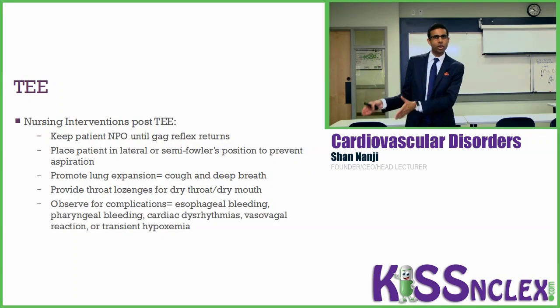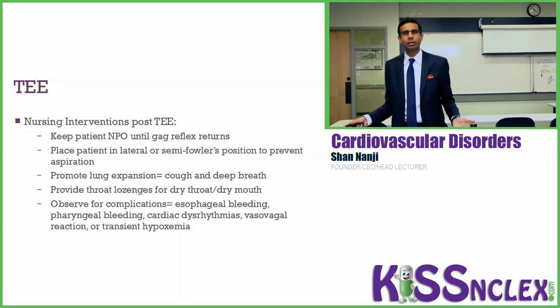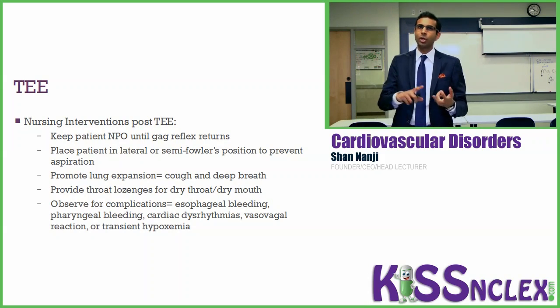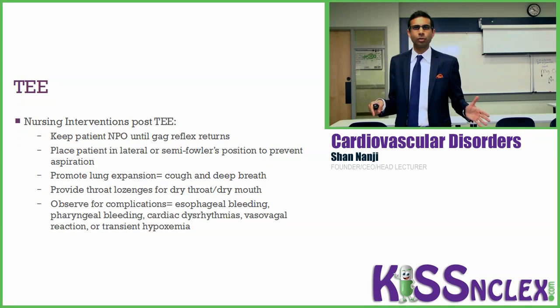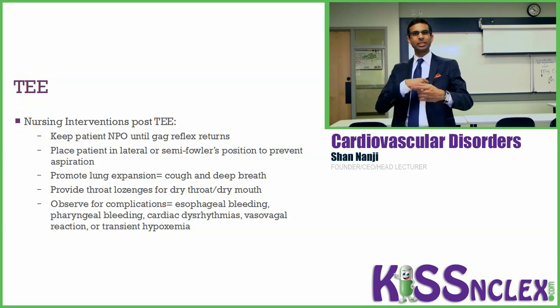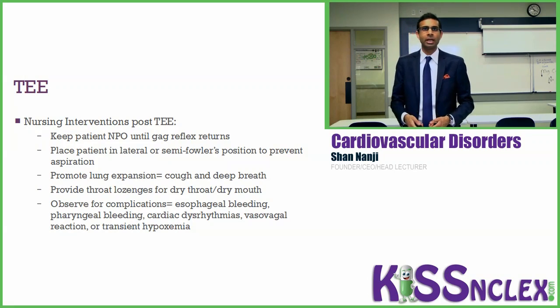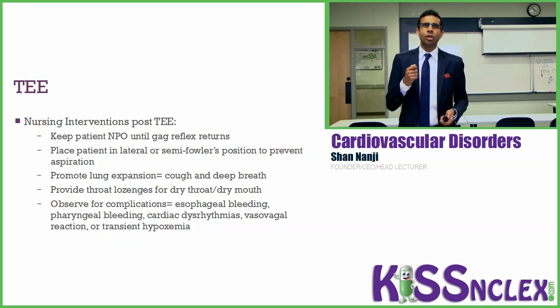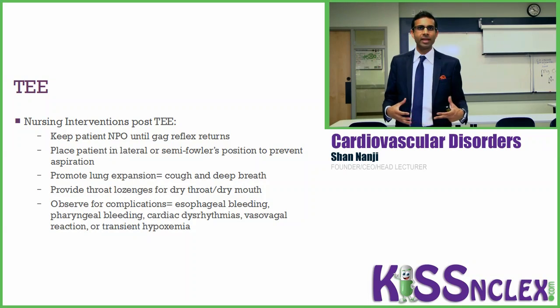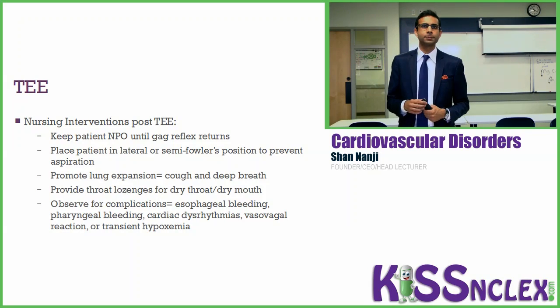After they undergo a TEE, what are you going to do? Well, you still want to suppress that gag reflex, and you still want to keep them NPO. And now you want to put them in a lateral or semi-Fowler's position because you don't want them to aspirate. If you don't put them in those positions, they'll be at risk of aspirating, right? You're also going to want to make sure you promote lung expansion, so you'll ask them to cough and take deep breaths to expand their lungs.